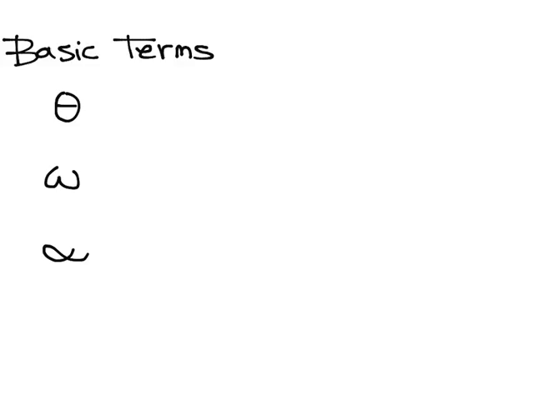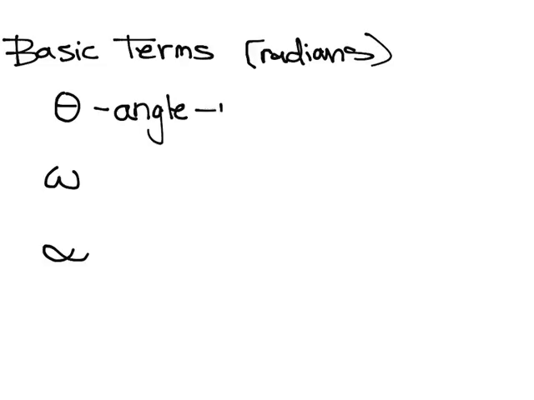So angular motion is actually pretty much the only time in physics where instead of using degrees, we're going to use radians. And so these are the symbols we're going to be using. Of course, the theta is our angle. It's how many radians your object has rotated through.